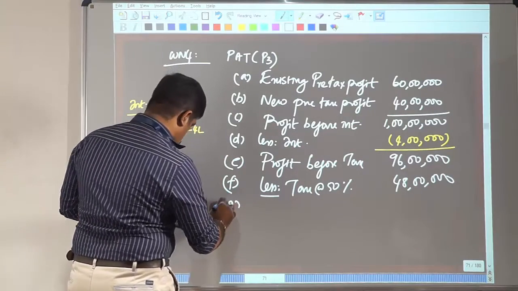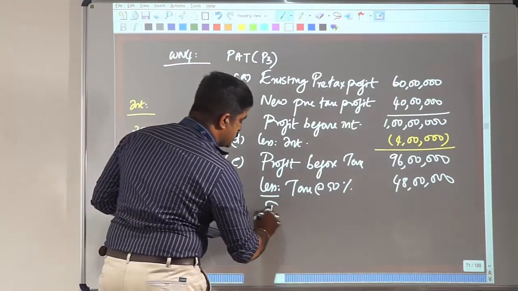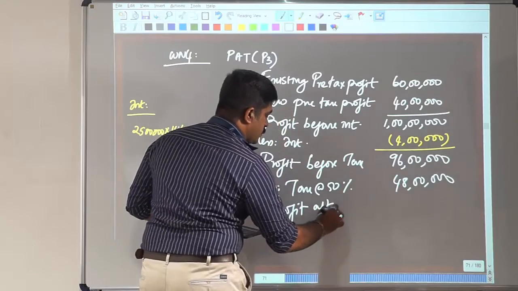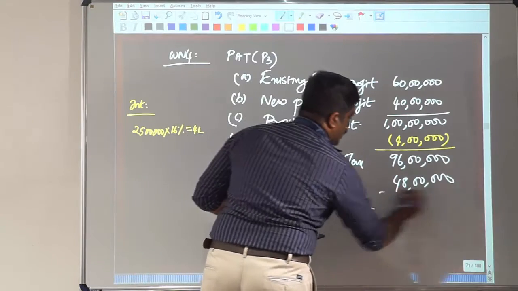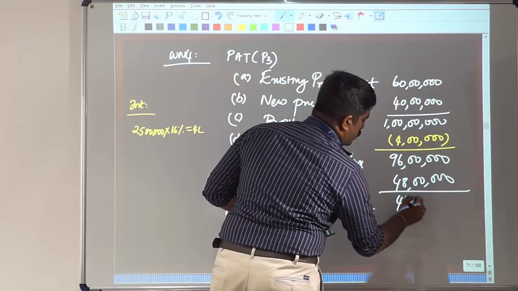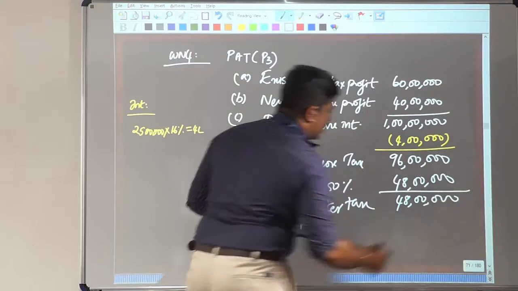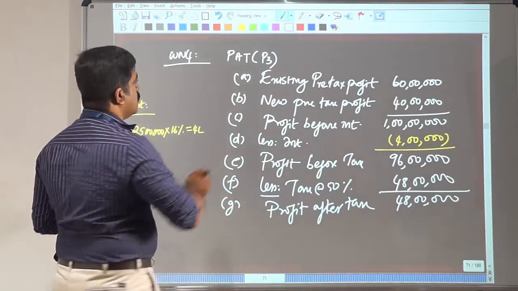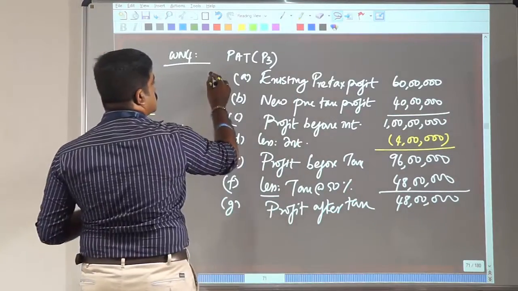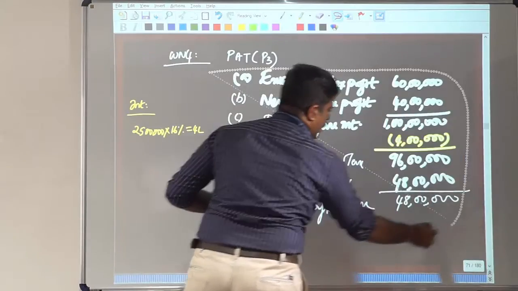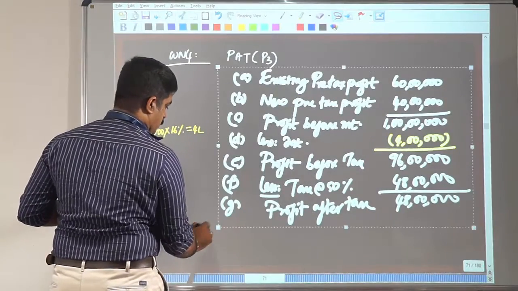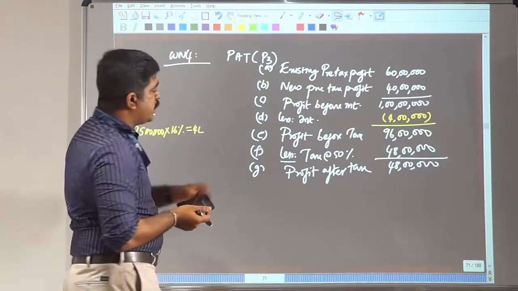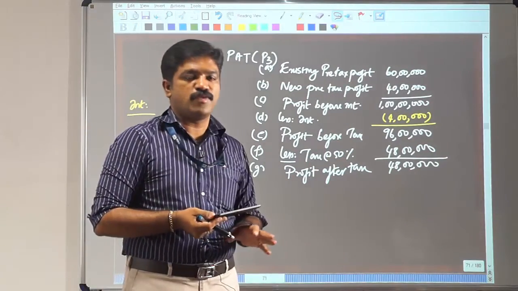And what is going to be my profit after tax? That will also be the same figure. Profit after tax, 48 lakhs. Now I have to divide this by number of shares so that I can find EPS. I'll reduce the size of this so I can do the calculation here itself. So now I know my profit after tax is 48 lakh.